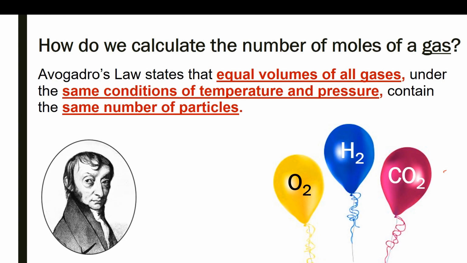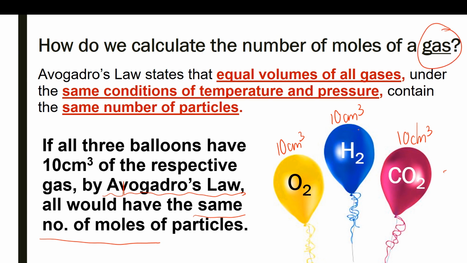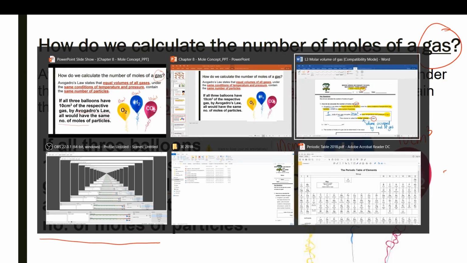Oxygen balloon, a hydrogen balloon, as well as a carbon dioxide balloon. If all these 3 balloons are at room temperature and pressure, they have the same volume. For instance, if all of them are 10 cm cube, this is 10 cm cube, this is 10 cm cube, same volume. As long as it's the same volume, by Avogadro's law, all of them have the same number of moles, because for gases only, as long as they have the same volume under the same conditions such as temperature and pressure, it will represent the same number of moles of substance. So let's go back to the notes and take a look at it.